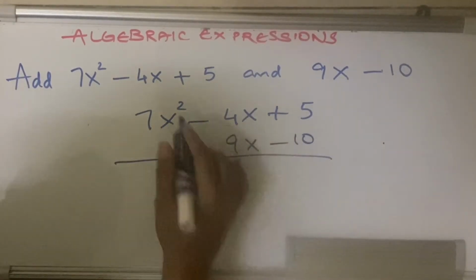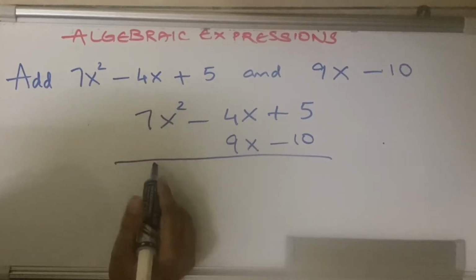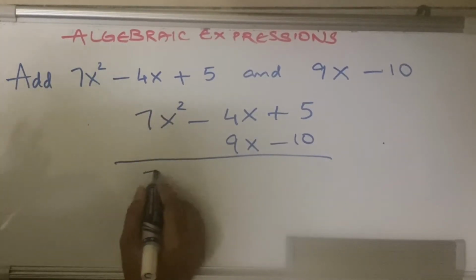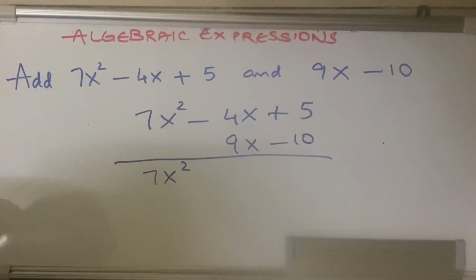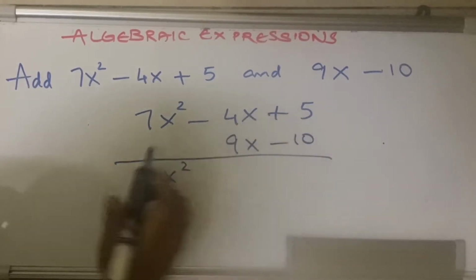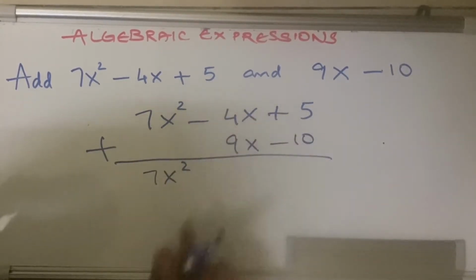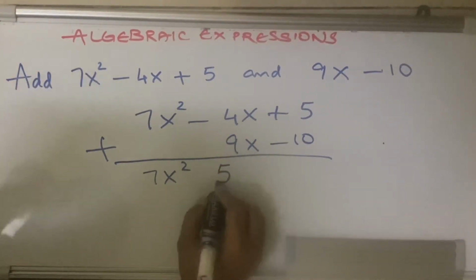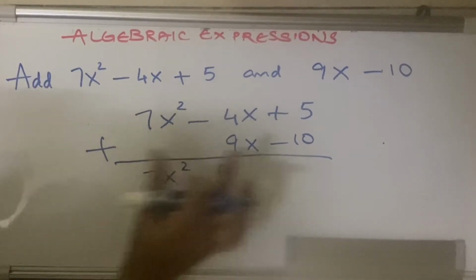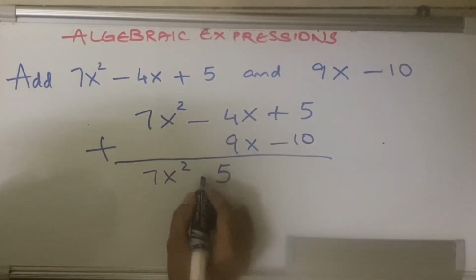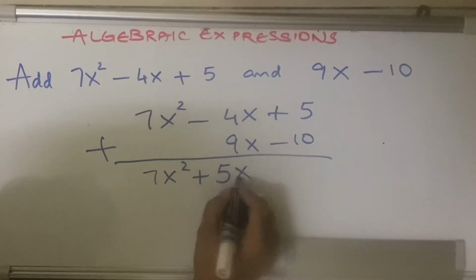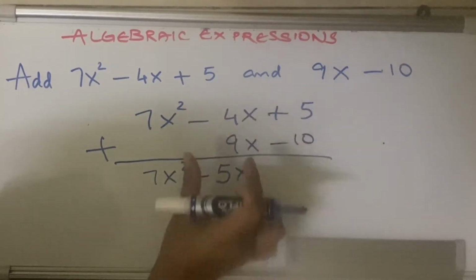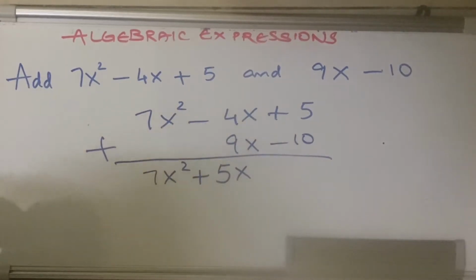So now I have to add these two expressions. 7x squared, there is nothing to add it with, so it will remain as 7x squared. Here I have minus 4x plus 9x. You have different signs. This comes under integers. When you have different signs, you have to do subtraction. So 9 minus 4 will give you 5. Which is the biggest number? 9 is the biggest number. The sign of 9 is positive, which will come to your answer as well. So minus 4x plus 9x will give you plus 5x.